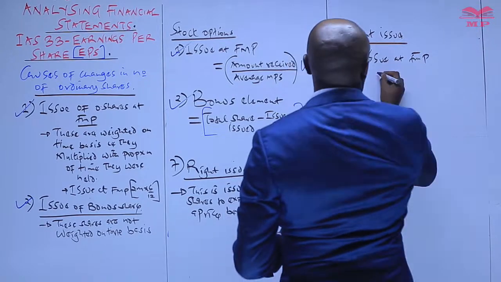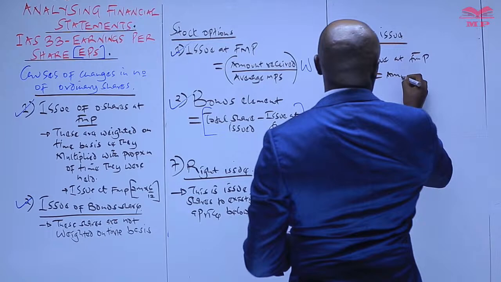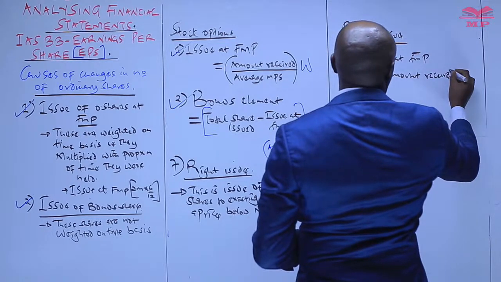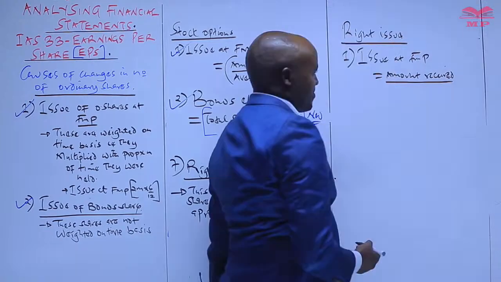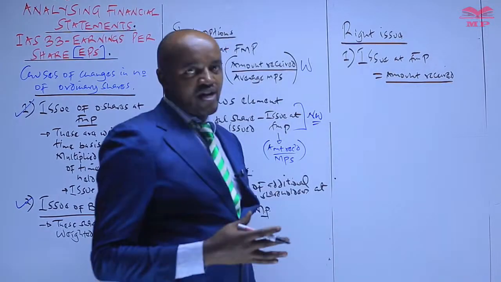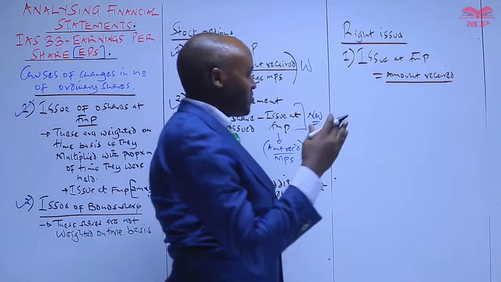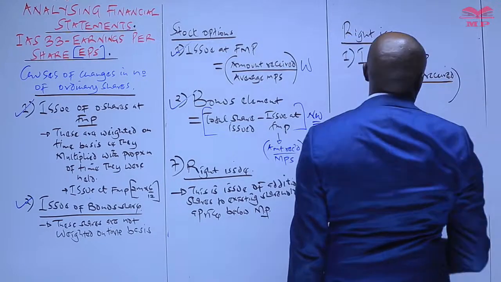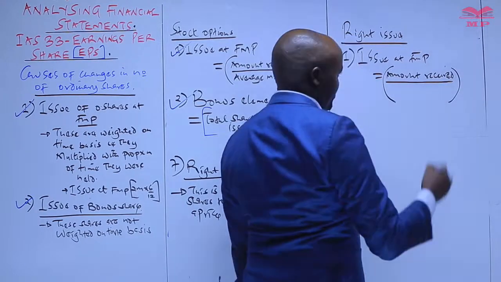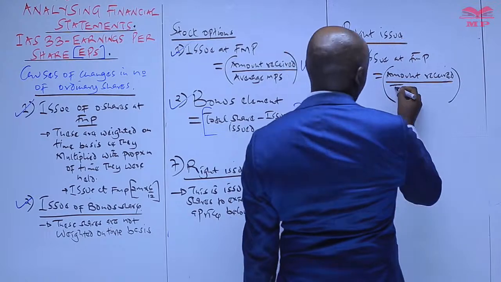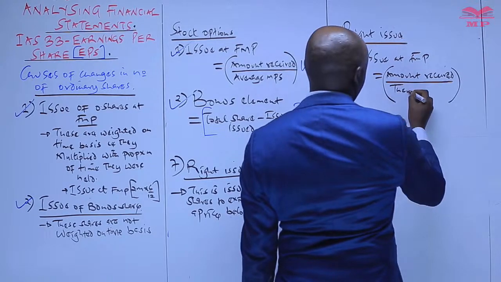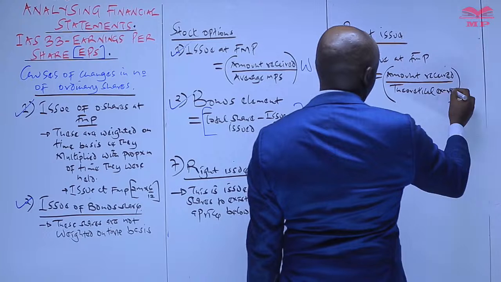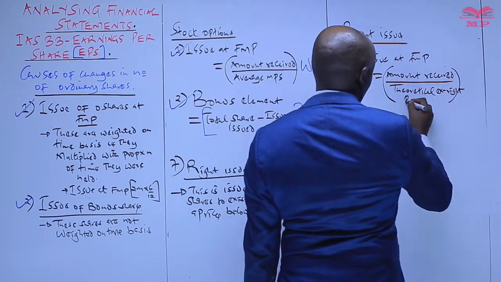To compute these particular shares issued at full market price, first of all, you need to compute how much amount was received by the company from the existing shareholders. You take the shares which were issued to the existing shareholders, multiply that with the price which was paid per share, and then you multiply that with something called the theoretical ex-rights price.